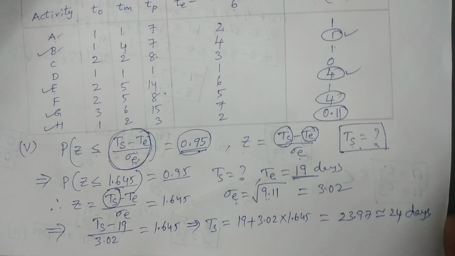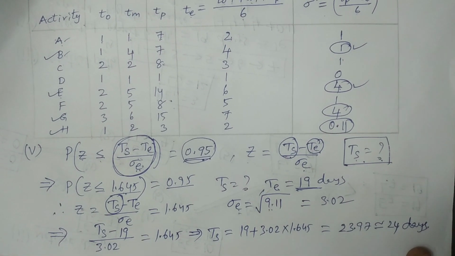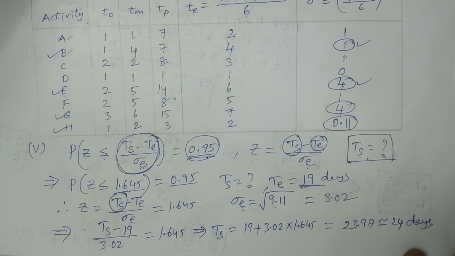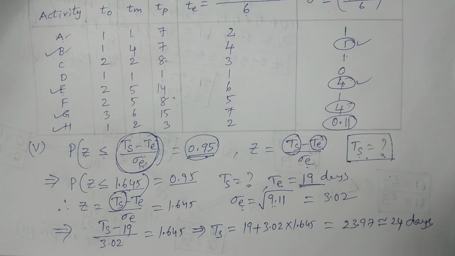So with 95% chances, the project can be completed in 24 days. Within a time of 24 days, we can complete the project with 95% chances. That is what was asked in the last question, the fifth question.